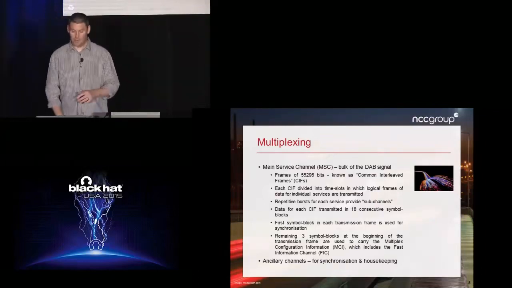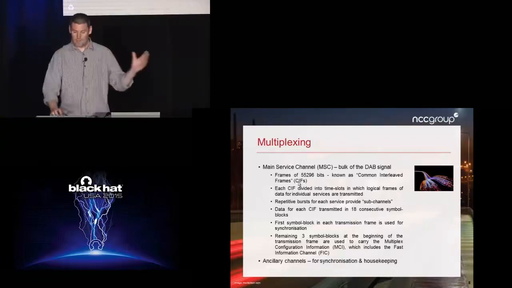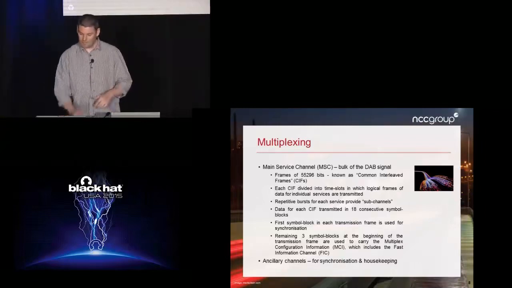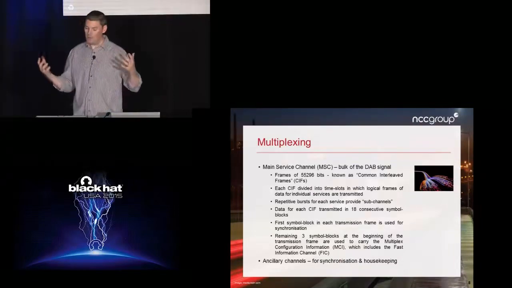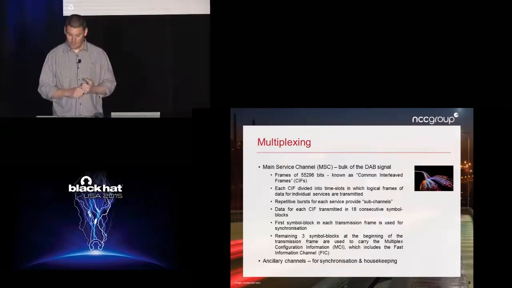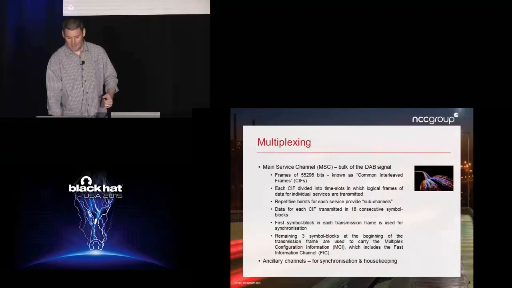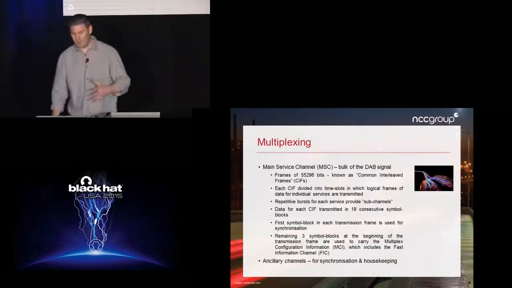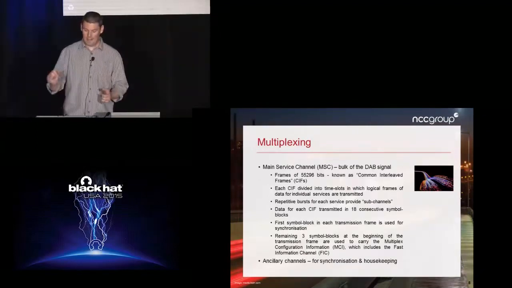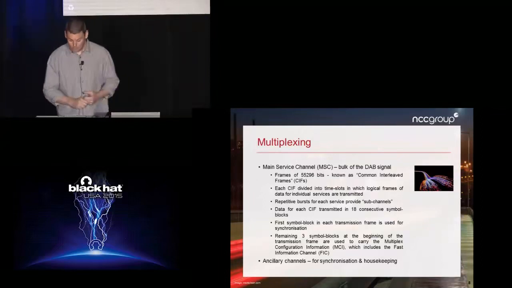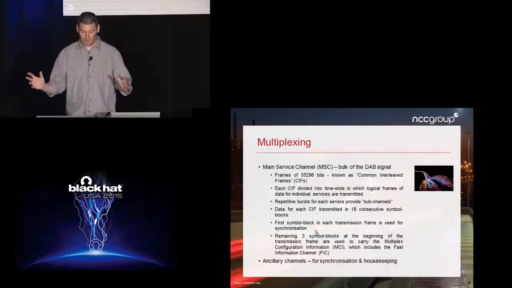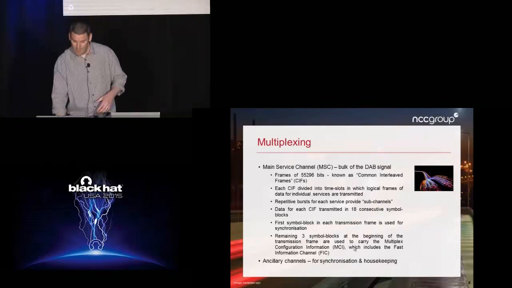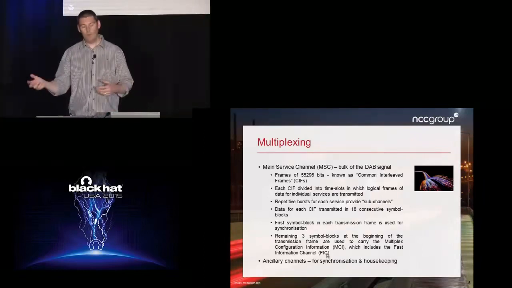So you've got this thing called the main service channel, which is roughly 55,000 bits in what are known as common interleaved frames. Each of those frames is divided into time slots, and you have these things called sub-channels, which are repetitive bursts, and the data for each of these CIFs is transmitted in 18 consecutive symbol blocks. The first of those is used for synchronization, and the remaining contain useful information for the receiver.